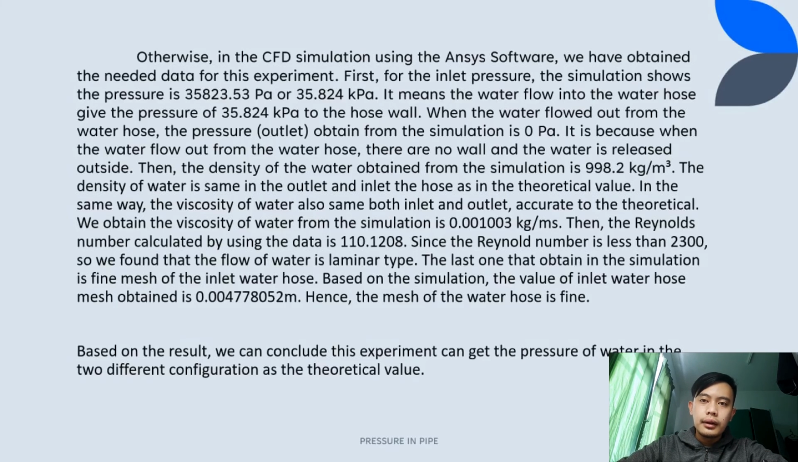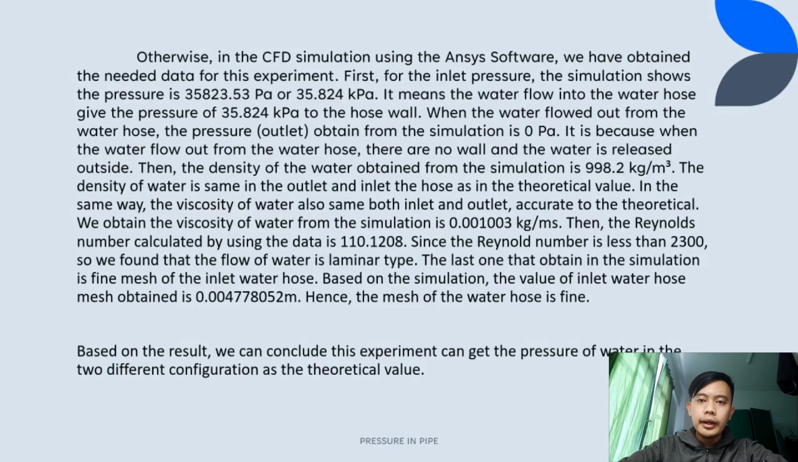Then, another data we obtained from the simulation is the density of water. The density we got from the simulation is 998.2 kg over meter cube. The density of water is the same at the outlet and inlet of the hose, as in the theoretical value. In the same way, the viscosity of water is also the same at both inlet and outlet, accurate to the theoretical value. This is the same as the density. The viscosity of water from the simulation is 0.001003 kg over meter second.